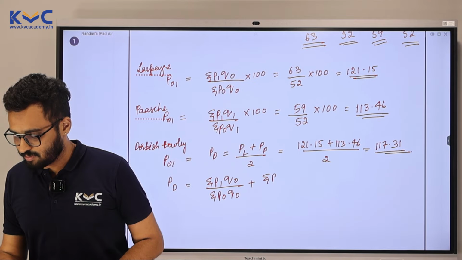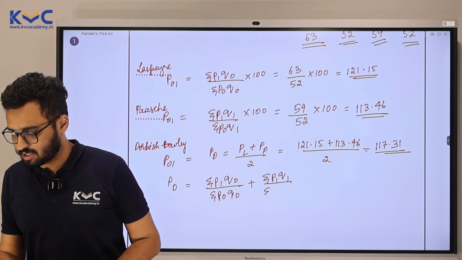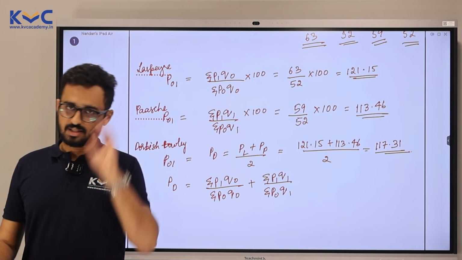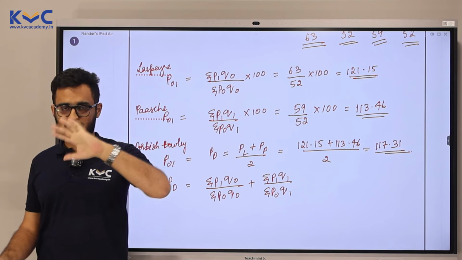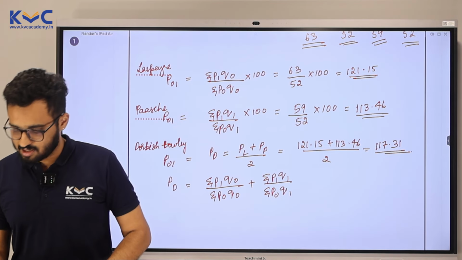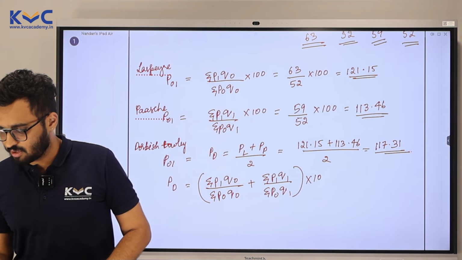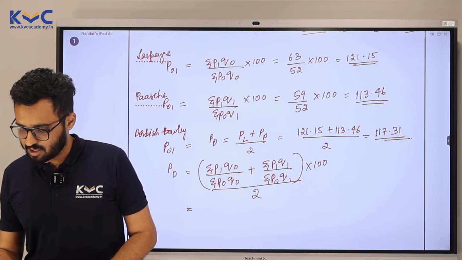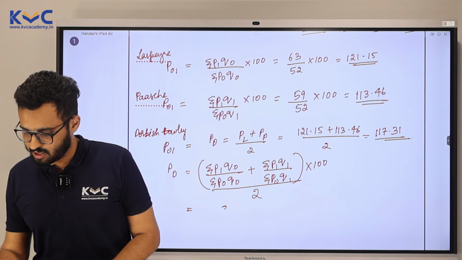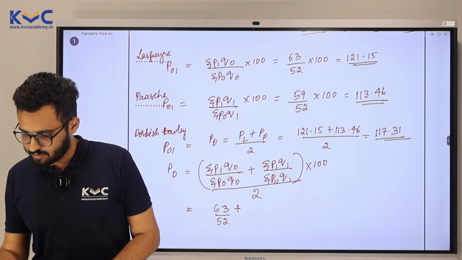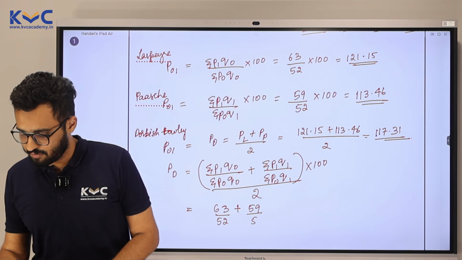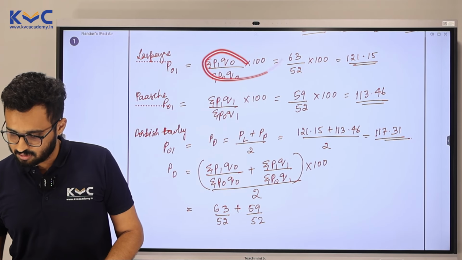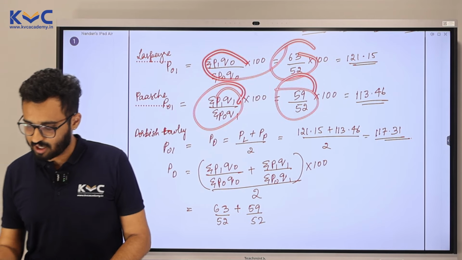Now shall we calculate the same using the formula summation P1 Q0 divided by summation P0 Q0 plus summation P1 Q1 divided by summation P0 Q1. You just need to remember Laspeyre's and Paasche's. If you know that, everything else is just variations of that. So into 100 divided by 2. This will be 63 divided by 52 plus 59 divided by 52. Straight away I am referring to these and writing. Correct?